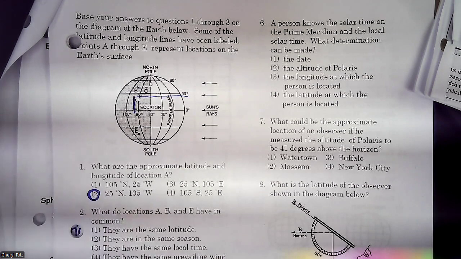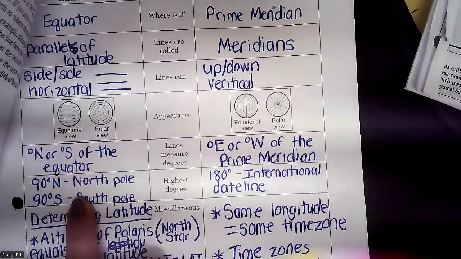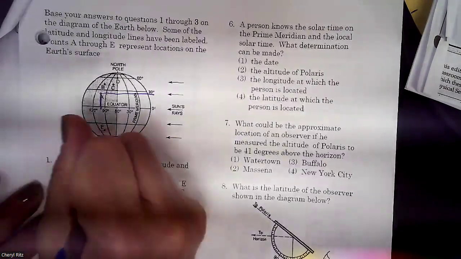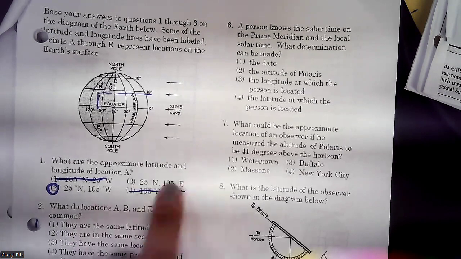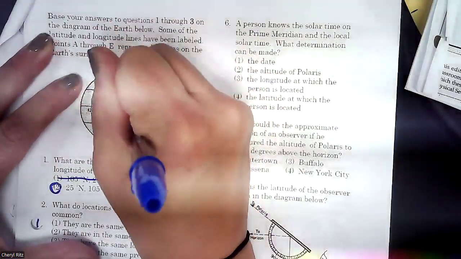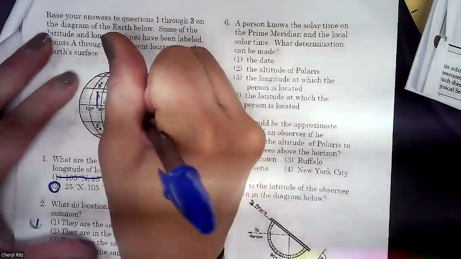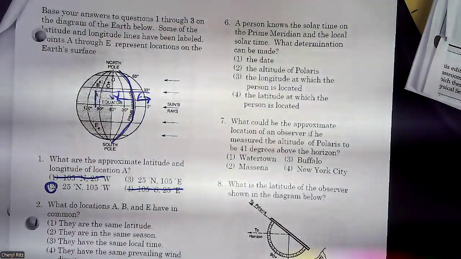Yeah, they're reversed. The other thing I was hoping you noticed is there such a place as 105 north? Because remember, what's the highest degree latitude we can have? 90 north. So right off the bat, you could have gotten rid of the 2 that said 105 north. There is no such place as 105 north. That did leave you with, is this 25 north and 105 west or east? You did have to locate the prime meridian. There's the prime meridian. If you go this way, that's east. If we went this way, that's west. So it is answer 2.